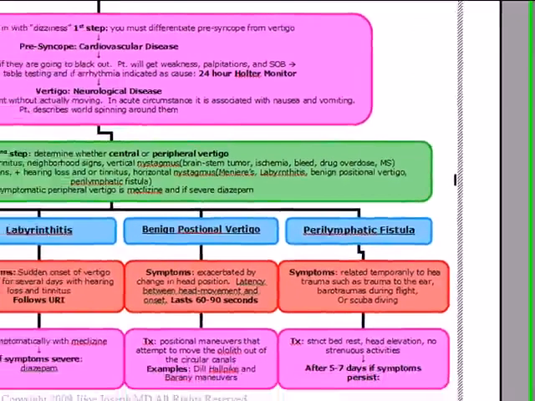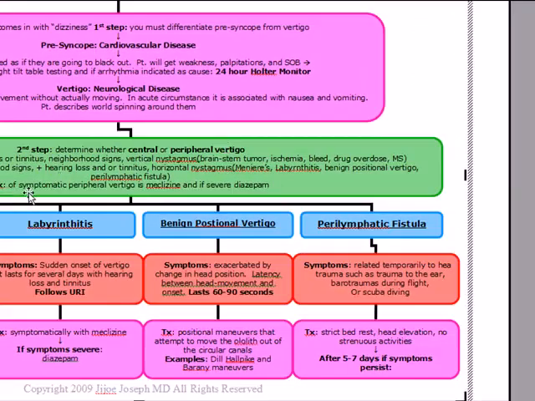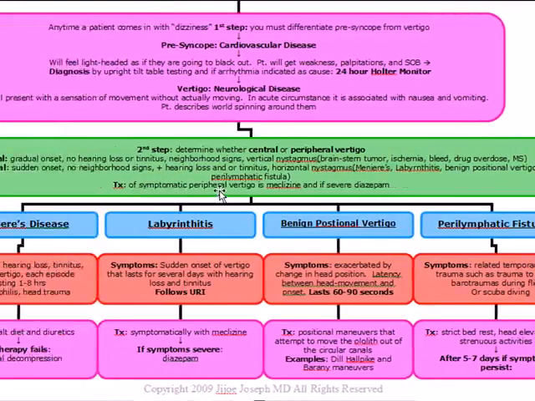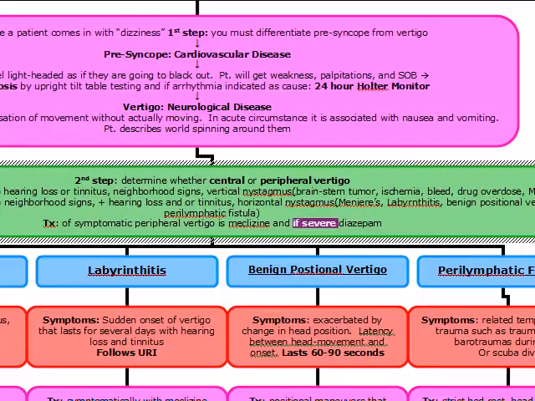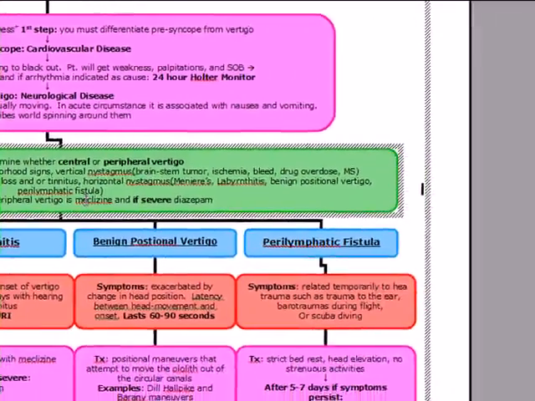But basically, most important question to answer: what's the treatment of peripheral vertigo? And it's going to be meclizine, okay? And only if it's severe do we go to diazepam, all right? If it's severe, we go to diazepam. Otherwise, symptomatic peripheral vertigo, it's going to be meclizine, all right?